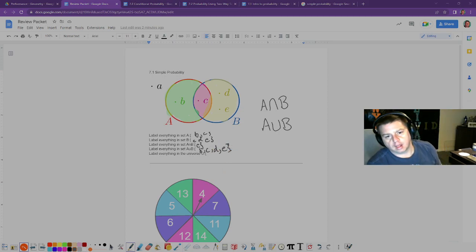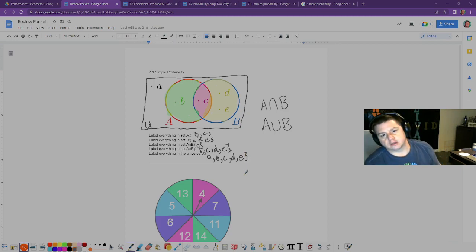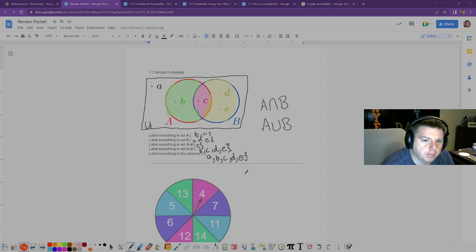All right, and then the last one's asking us about our universe. And our universe is usually, more oftentimes than not, there's a box around it, and there's a U in the corner. Or you just need to know that all the points on here belong to our universe. So now we will label everything that we see. That is what our universe entails.